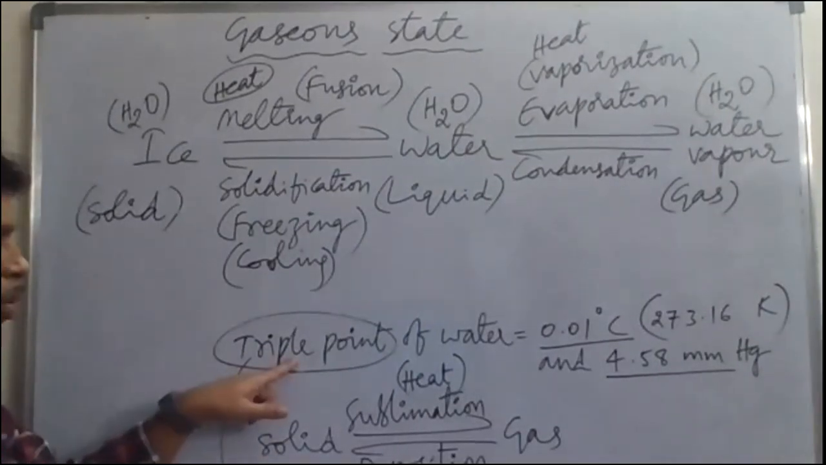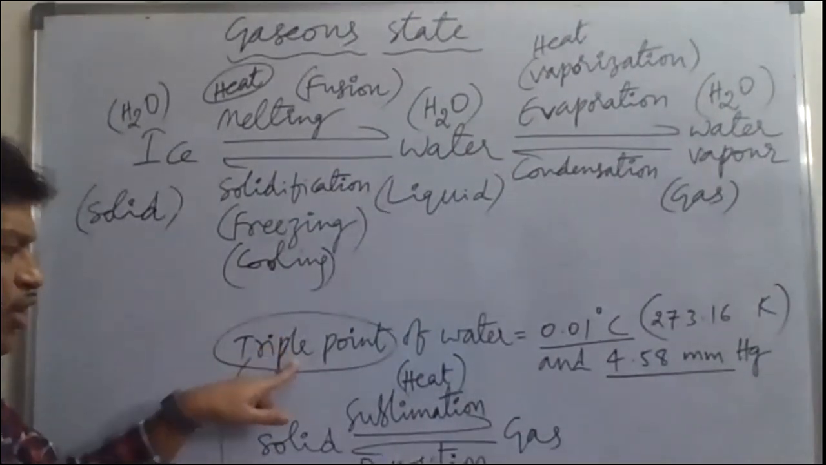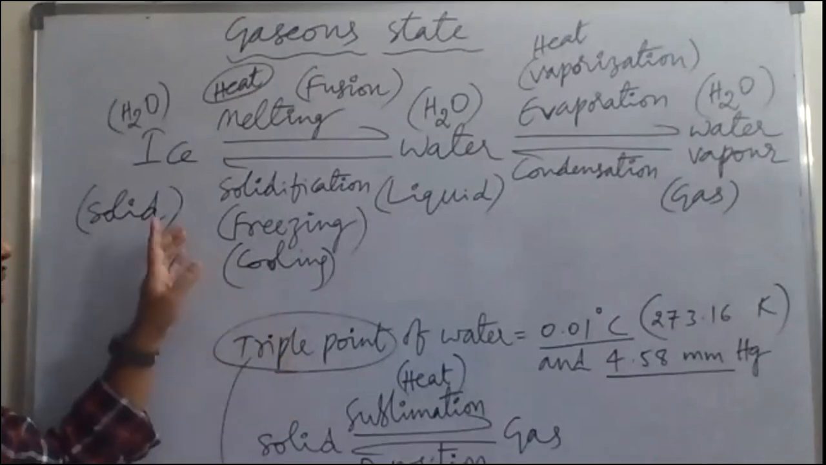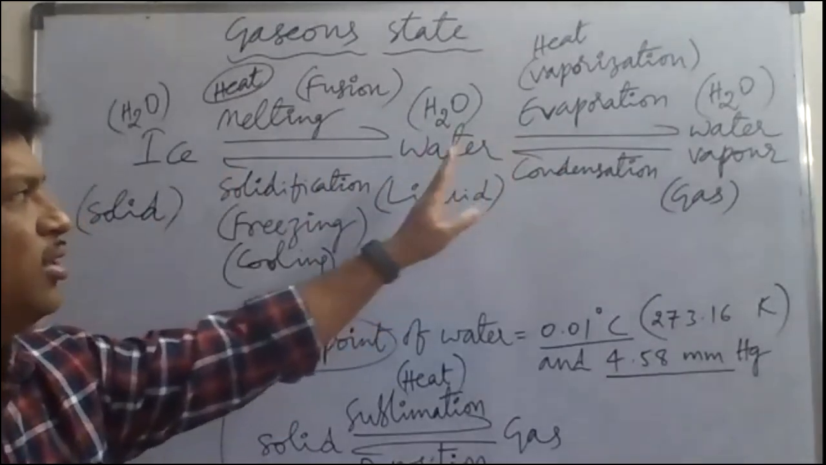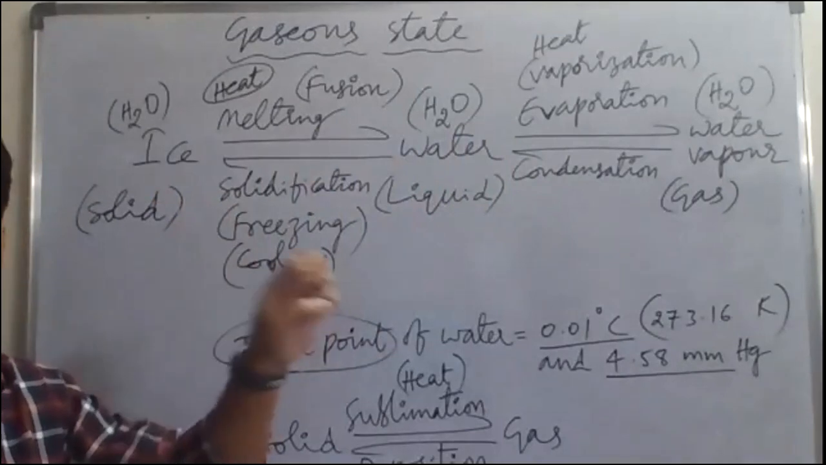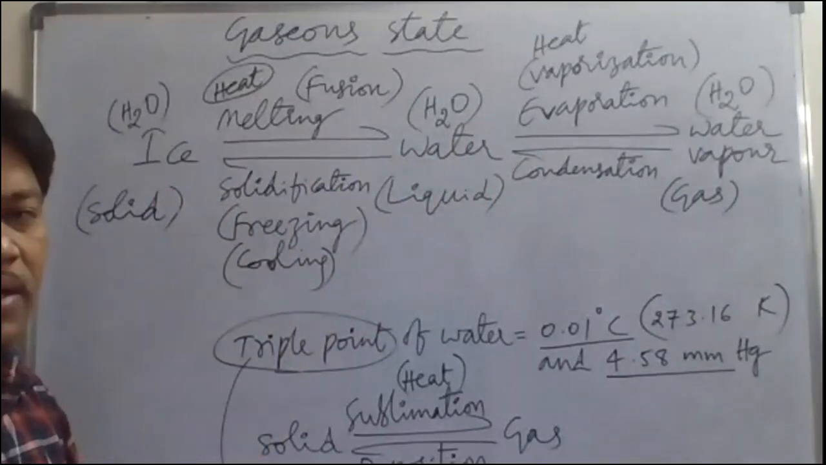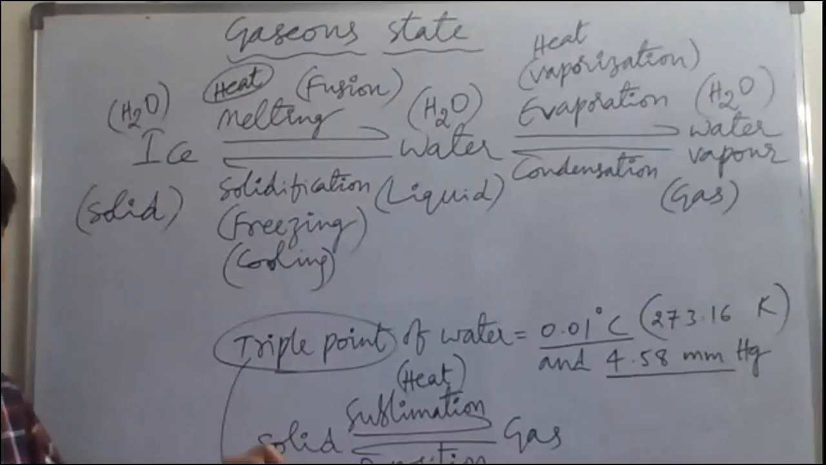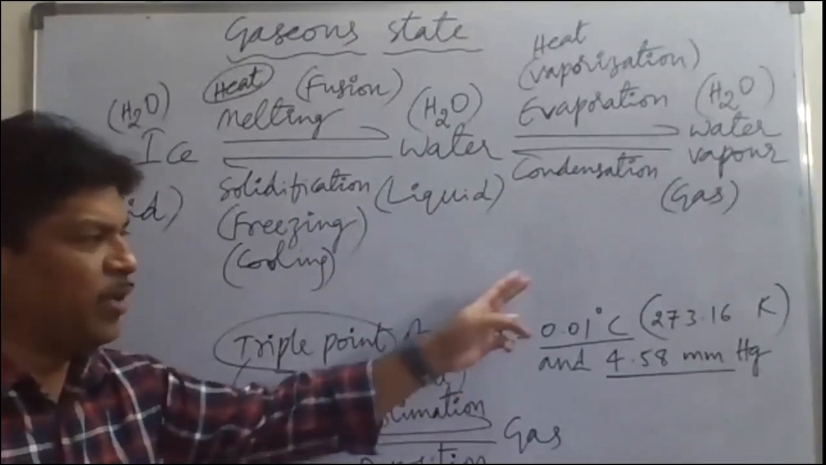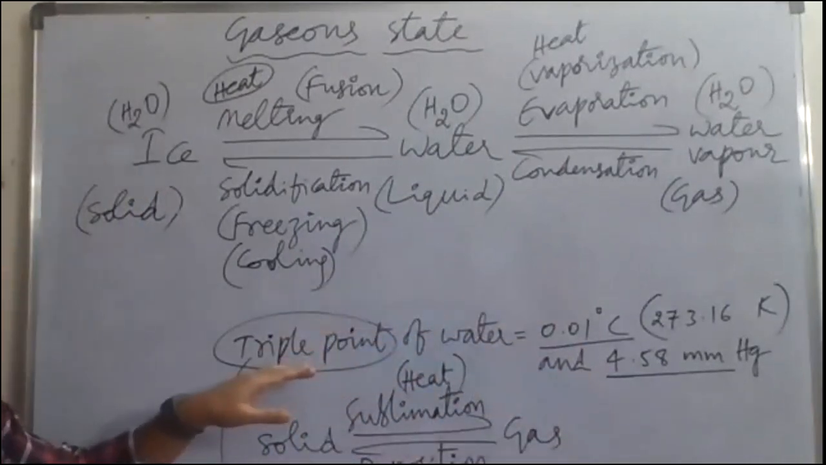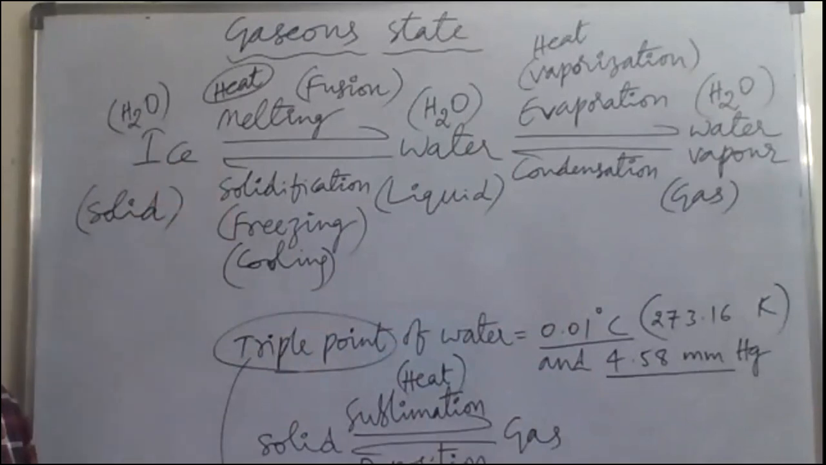Triple point is what? The temperature and pressure at which all the three states of matter can exist together, at one particular temperature and particular pressure. That point is called the triple point.